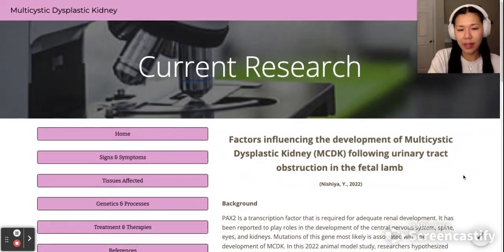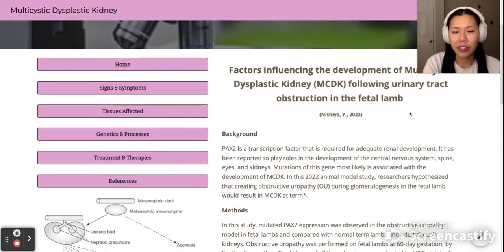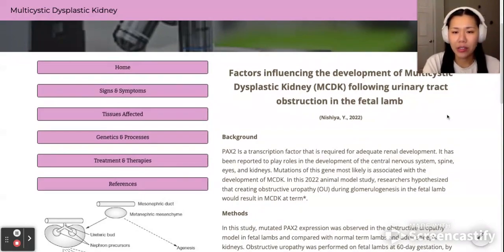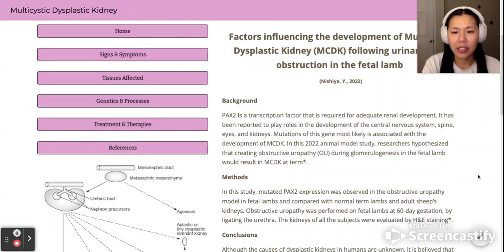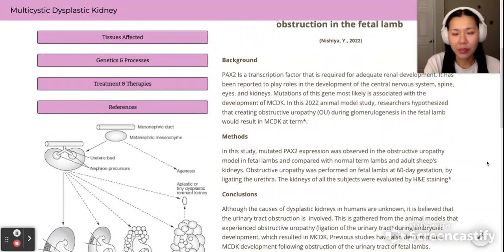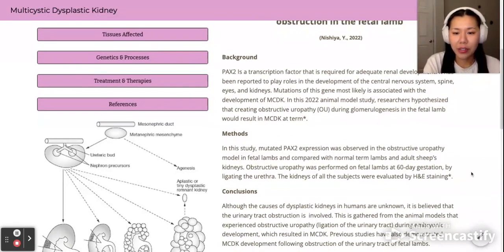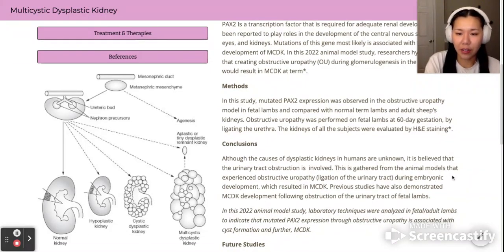And then current research, this is an animal model study that I found looking at the obstruction of the urinary tract in fetal lambs compared to normal lambs and determining if that influences the PAX2 downregulation into the further development of MCDK. So the PAX2 is a transcription factor that we discussed earlier and important for renal development. So in here, lambs were mutated in the PAX2 expression, and then it was observed, and it does look like there was a correlation with developing kidney disease or MCDK further along the line.